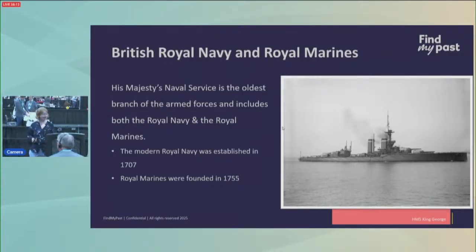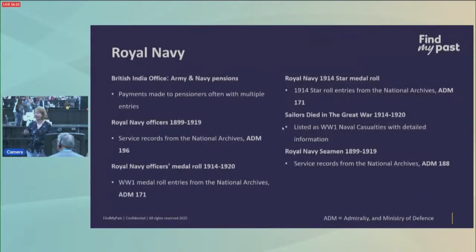His Majesty's Naval Service, of course, is the oldest branch of the armed forces, and includes both the Royal Navy and the Royal Marines. The modern Royal Navy was established in 1707 as we know it today, and the Royal Marines founded in 1755. What you're looking at is the HMS King George. It's a cool picture. Again, we're a boat family, so I have to point it out.